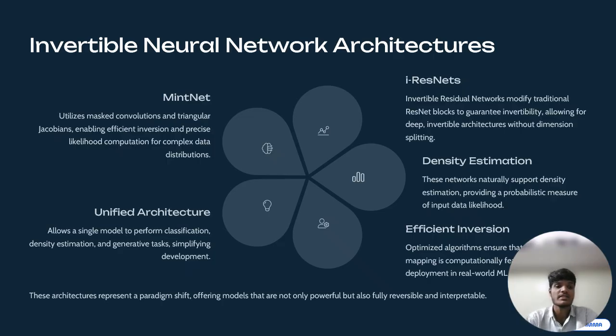Unified architecture allows a single model to perform classification, density estimation, and generative tasks, simplifying development. Density estimation: these networks naturally support density estimation, providing a probabilistic measure of input data likelihood. Efficient inversion: optimized algorithms ensure that mapping is computationally efficient for deployment in real-world ML. So these architectures represent a paradigm shift, offering models that are not only powerful but also fully reversible and interpretable. So this is all about the architecture.